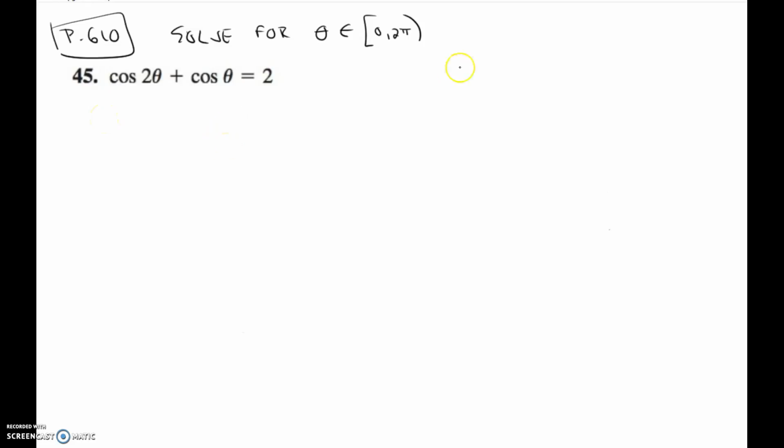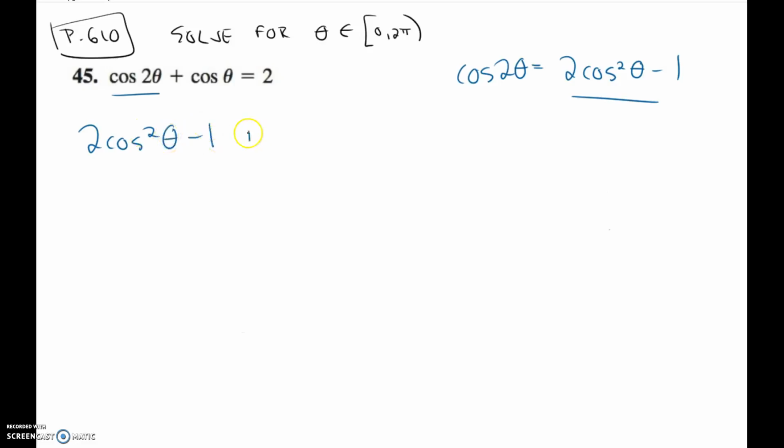So I'm going to use the identity, cosine of 2 theta. Now you have 3 choices, but since I have a cosine here, I'm going to pick the option that has just cosines. I believe that is it. So let's rewrite it. Where I see this, I'm going to replace it with this. So 2 cosine squared theta minus 1 plus cosine theta equals 2.